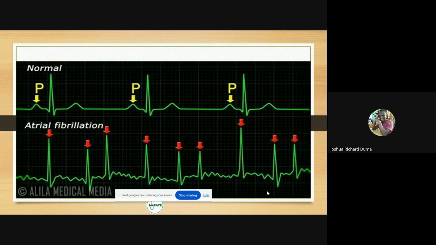One of the complications of atrial fibrillation is pulmonary embolism. Once the atria are beating very fast, it can lead to stasis. Then the blood is not moving to the lower chambers, the ventricles. It causes stasis. So the blood clots can move to the systemic circuits and cause embolism. One of the dangerous conditions that can result from atrial fibrillation.